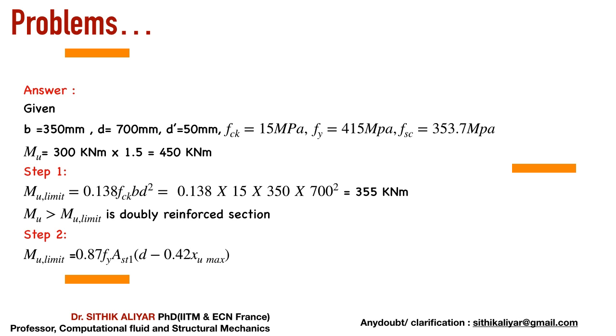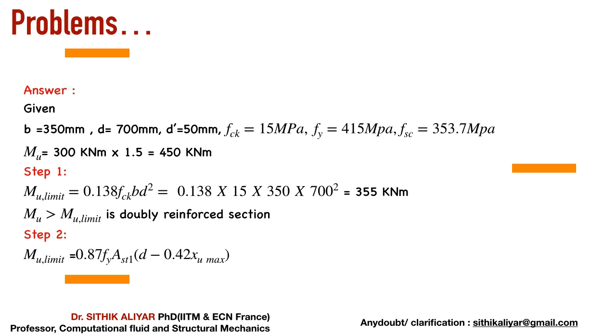So given, I have told you B, they have given 350, effective depth 700, d dash, the cover at the top, is 50 mm, FCK 15, Fy 415, FSC 350. Okay, and they have given the service moment as 300. So I am multiplying the load factor. Always if they give a service moment, you have to multiply by the load factor: 450 kN meter.